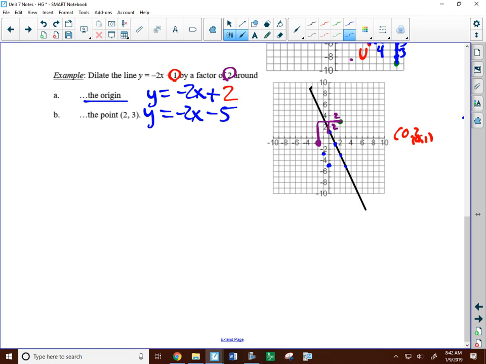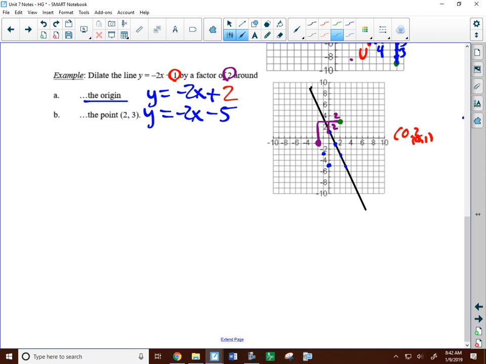No, I have a question. I'm curious how you did the origin. What part A on this one? Part B. Oh, 2, 3. Yeah. So I got the point in green here. That's what I'm dilating around. So my new line has to be twice as far away from that one.